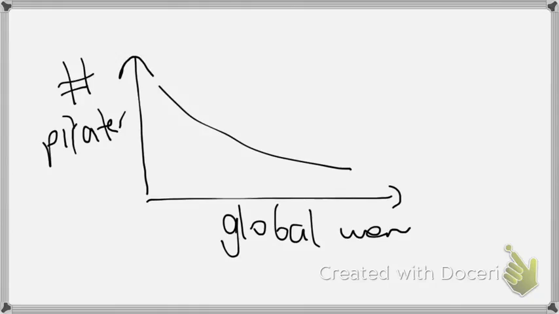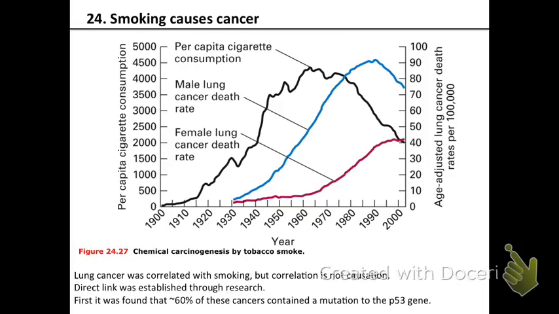So when people recognized that cigarette smoke can cause cancer, they said, okay, let's go and find out if this is causative. All right. So that direct link was then established through research. The first observation was that about 60% of these lung cancers contained a mutation in a tumor suppressor gene called P53. It's a very famous tumor suppressor that is mutated in a whole range of different cancers, including lung cancer.